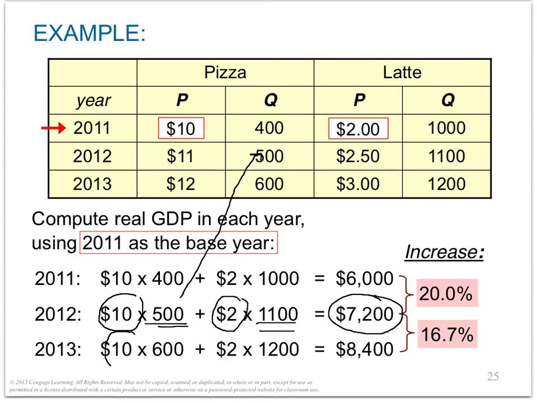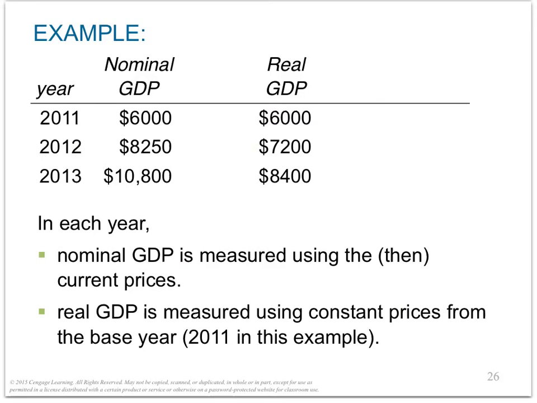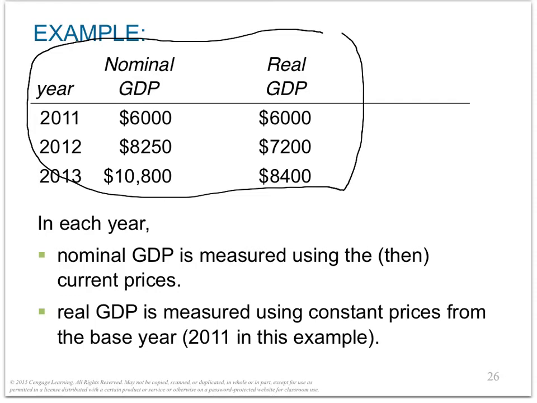You'll see that we are using the constant prices, but the output level belongs to 2013. Then we will get a number 8,400, which is an increase from 2012, but this increase is because of the change in the quantity. So here you can find a table summarizing our findings. Nominal GDP is in this column and the real GDP is here. Let's look at our findings. For the base year, nominal GDP and the real GDP are equal because they are both using the same prices.